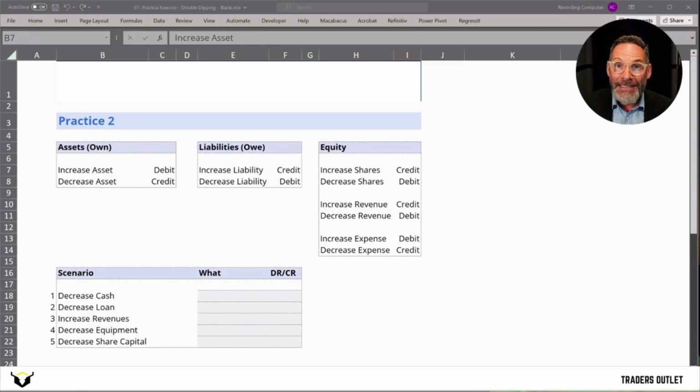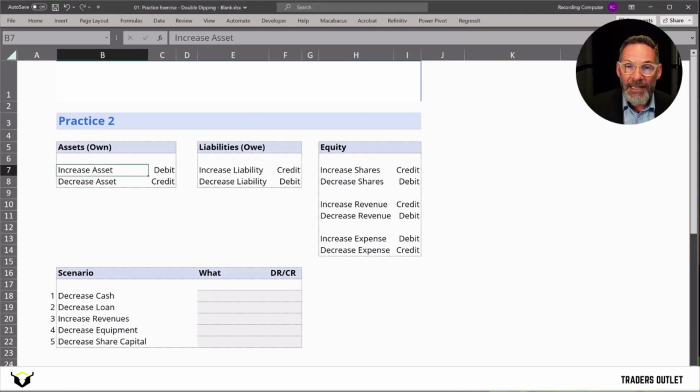Well, now let's debrief practice exercise 2. Again, we have the cheat sheet at the top if you need it. And the first question always to ask, is it an asset, a liability, or equity? And then we can think about whether we need to do a debit or a credit. So scenario 1 is we decrease cash. So what is cash? Well, we already know from the first practice exercise, that's an asset. And when we decrease an asset, we credit it.